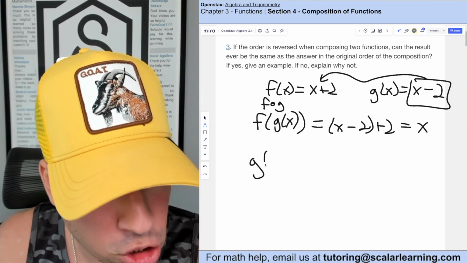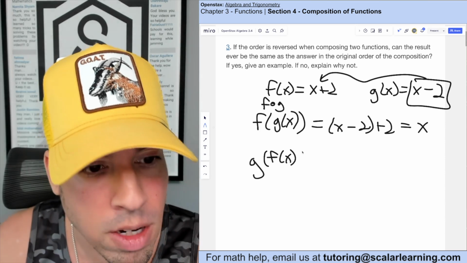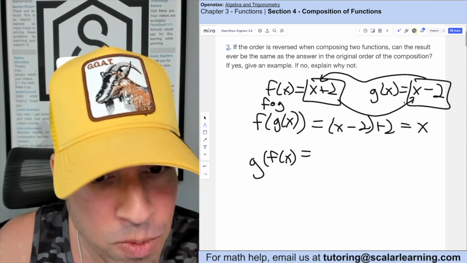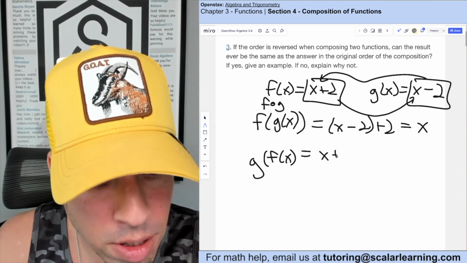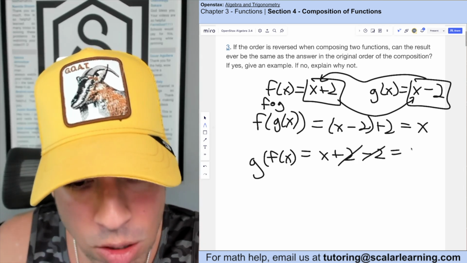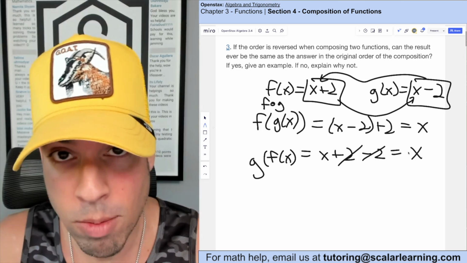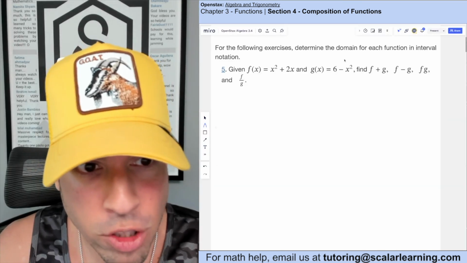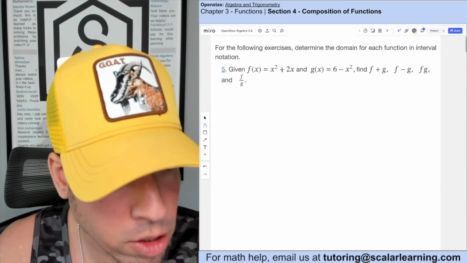Now we'll do it the other way, g of f of x. Now we're taking this guy and plugging it in for this x. So I replace the x with x plus 2, and then again minus 2. Once again, they cancel out, and it equals x. So they both get the same result, and by the way, they are inverses of each other. Boom, done.